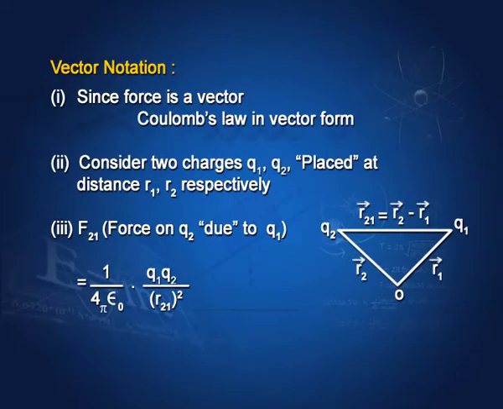So if I say F21 is 1 by 4 pi epsilon naught times Q1 Q2 by R21 square times the unit vector of R21, this is equation number 1. If I go the other way around and ask what is the force on 1 due to 2, then I will go for F12.